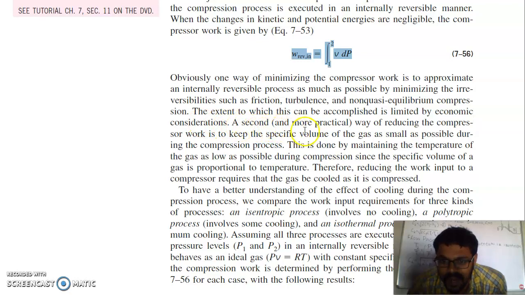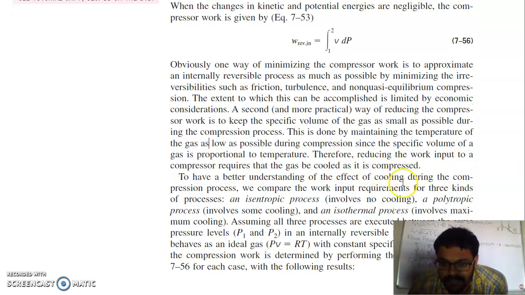A second and more practical way of reducing the compressor work is to keep the specific volume of the gas as small as possible during the compression process. Means by minimizing this V you can decrease the work. This is done by maintaining the temperature of the gas as low as possible during compression, since the specific volume of a gas is proportional to temperature. Therefore, reducing the work input to a compressor requires that the gas be cooled as it is compressed.